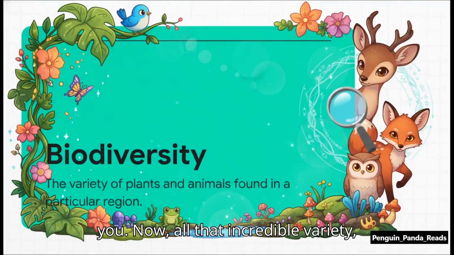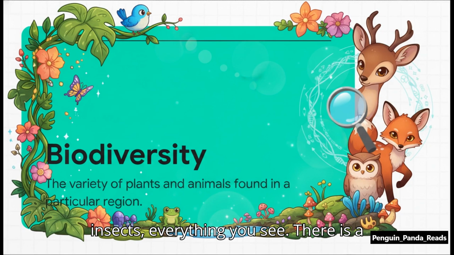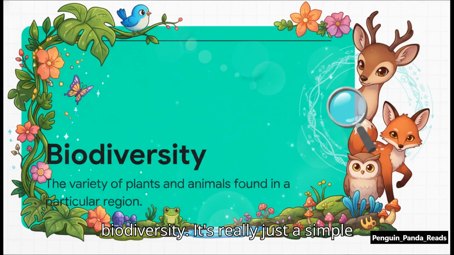Now, all that incredible variety, all the different plants, animals, insects, everything you see, there's a scientific word for that. It's called biodiversity. It's really just a simple way of saying all the different kinds of life in one place. It's the richness of the living world.